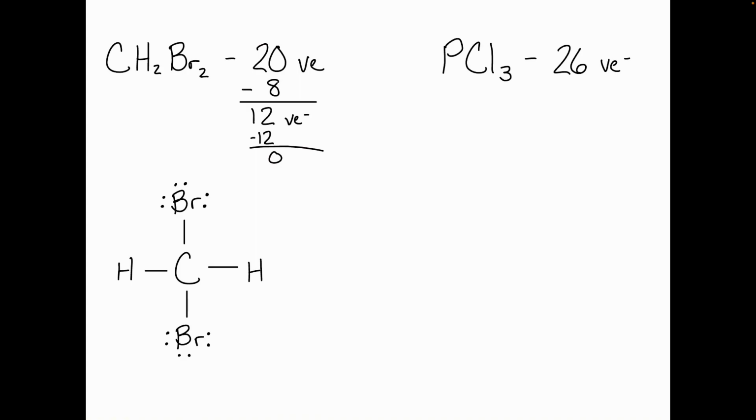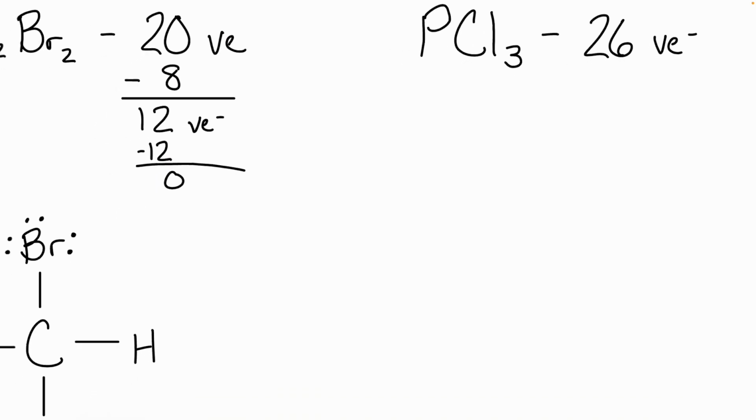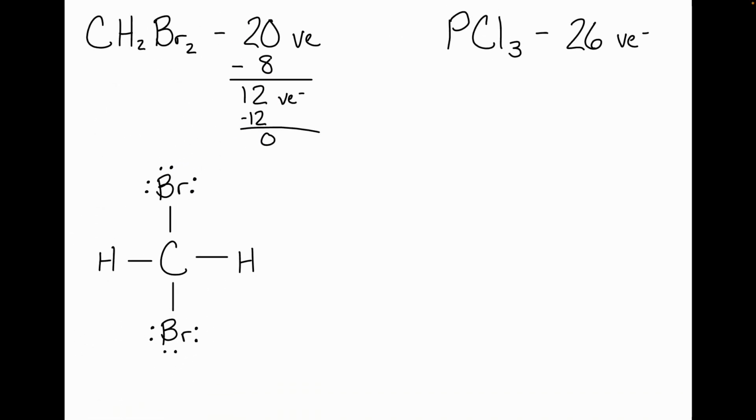Phosphorus trichloride here. We calculate it's got a total of 26 valence electrons, 7 from each of those chlorines and 5 from the phosphorus. I'm going to put down my central atom, decorate it with those chlorines on the outside. I'm going to connect everything to that central atom with single bonds, 2, 4, 6 electrons worth of single bonds here.